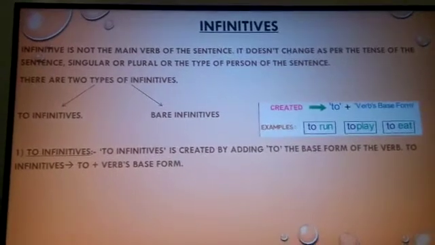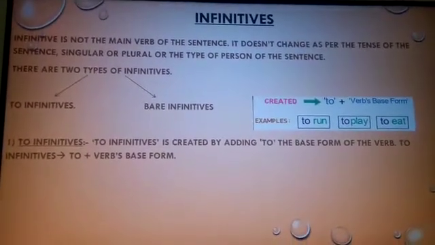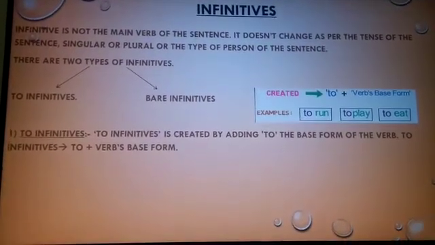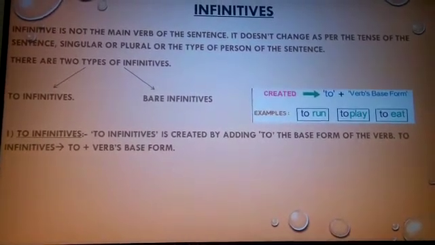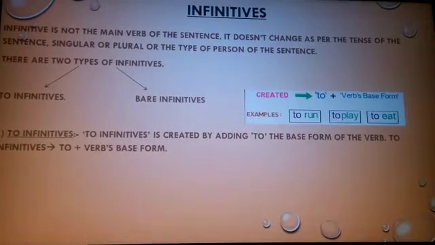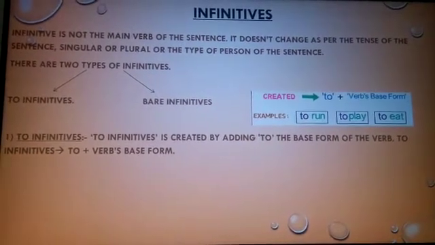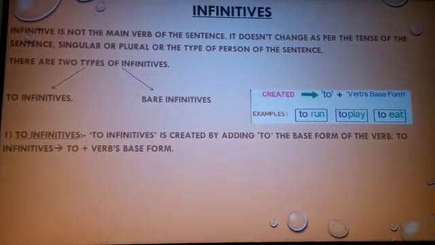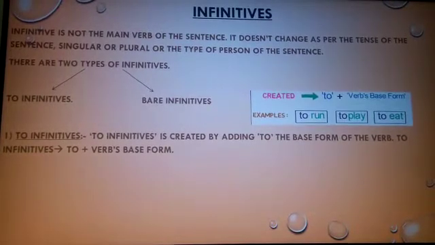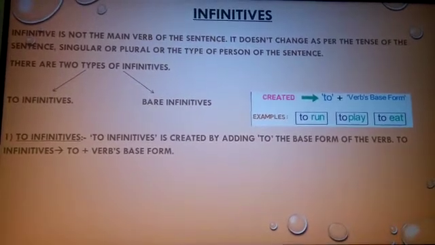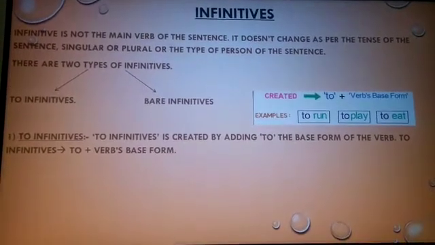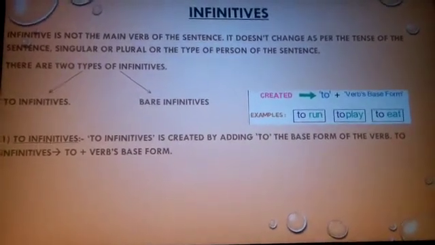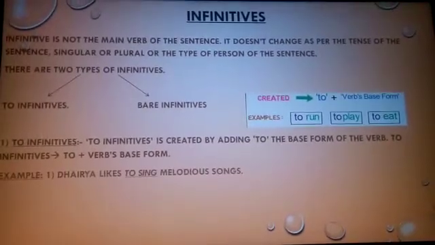To infinitives are created by adding to to the base form of the verb, that is, to the V1 form. We had already studied in previous grammar topics the V1, V2 and V3 forms of the verb. So, whenever in a sentence we have to plus a V1 verb, then it is called a to infinitive. Let us see an example so that you are more clear.